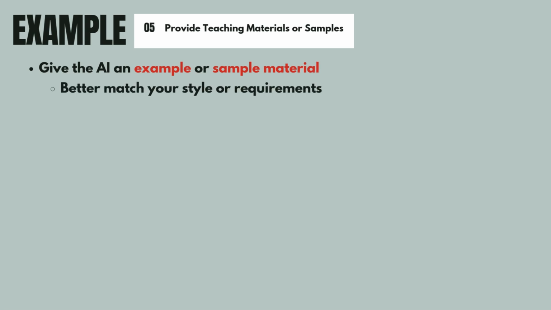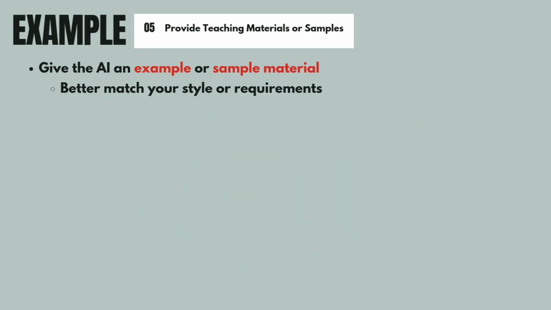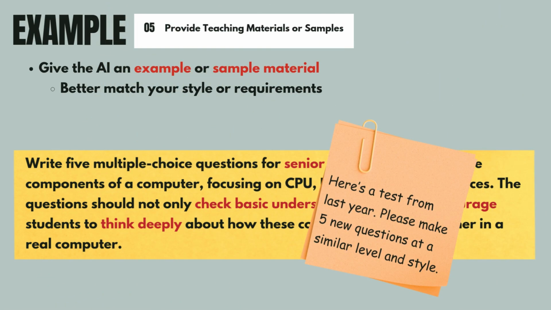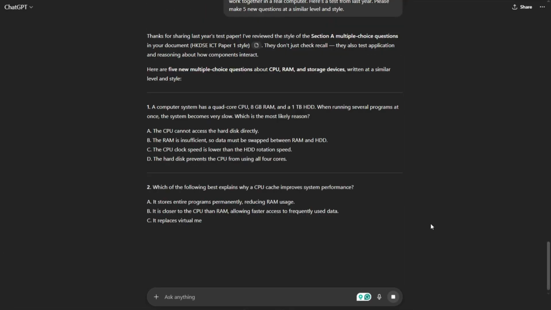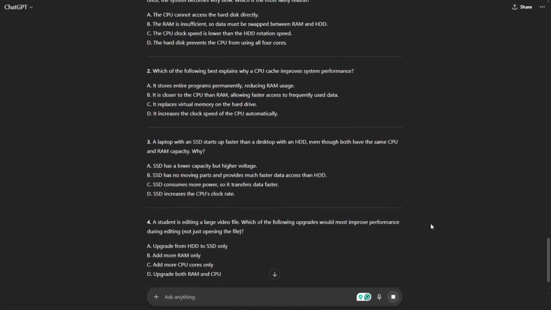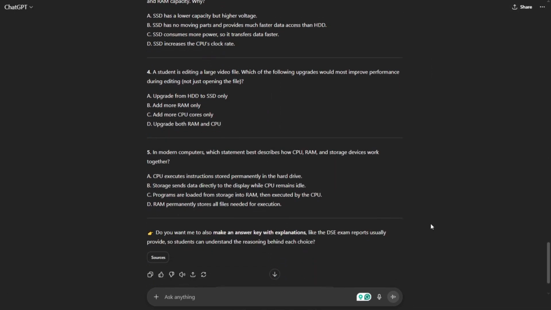Example. Give the AI teaching materials or samples. This helps it better match your style or requirements. For example, you can copy and paste your own teaching materials or exam questions. So this time we are still using the same prompt as before, but we will hand over the exam paper to the AI. Just upload your teaching material and the AI will read your document. Now, these questions are in the same style and level as our examples. Basically, the more info and examples we feed the AI, the better and more useful its replies will be.